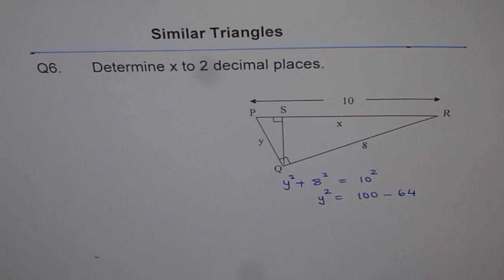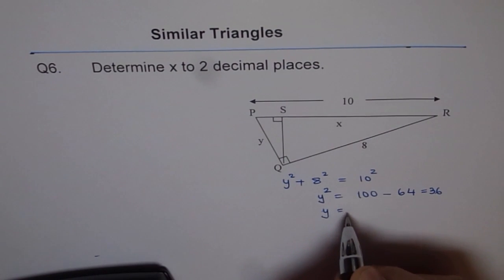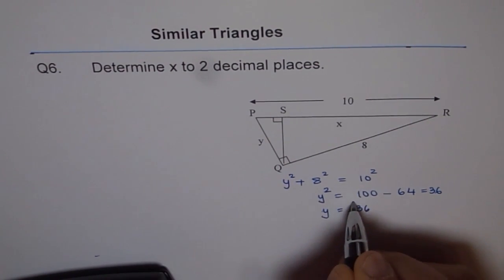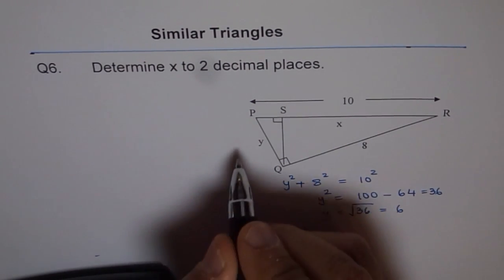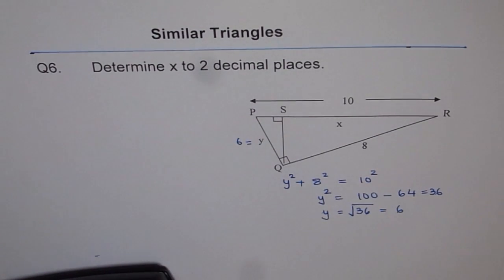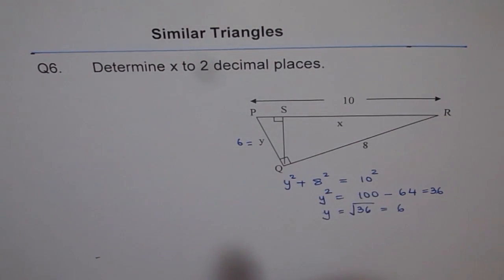Let's use the calculator to find the answer. 100 minus 64 gives us 36, and when we take the square root of 36 we get 6 as our answer. So y is equal to 6. That is the first value which we can find from here. Okay. Now to find x, we can use properties of similar triangles.